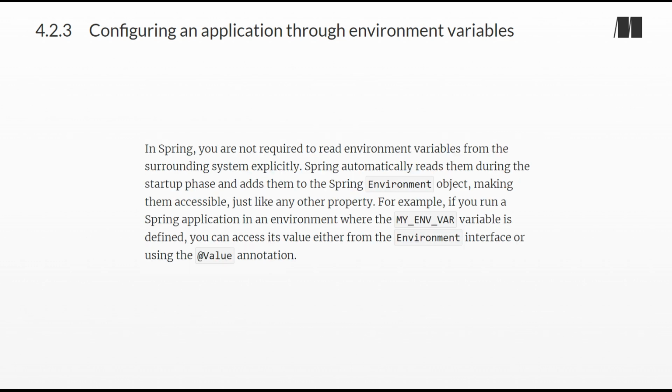In Spring, you are not required to read environment variables from the surrounding system explicitly. Spring automatically reads them during the startup phase and adds them to the Spring Environment object, making them accessible, just like any other property. For example, if you run a Spring application in an environment where the my_env_var variable is defined, you can access its value either from the Environment interface or using the @Value annotation.